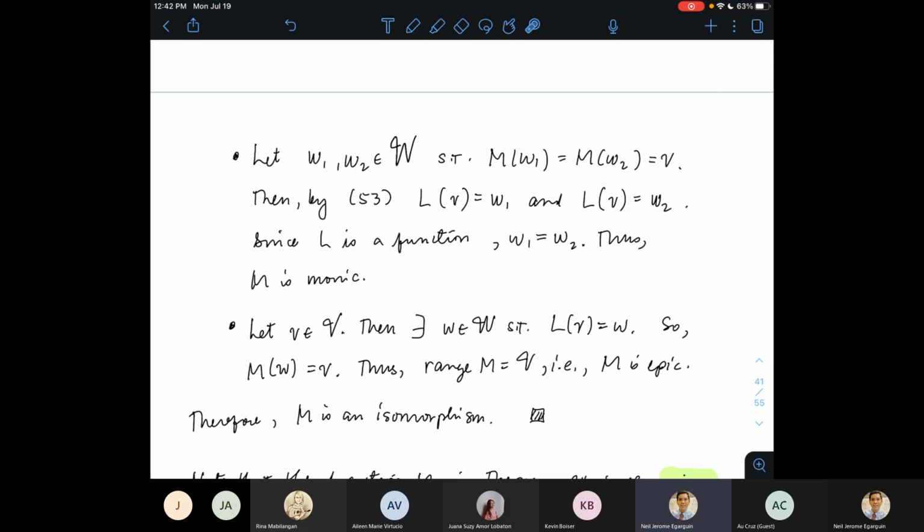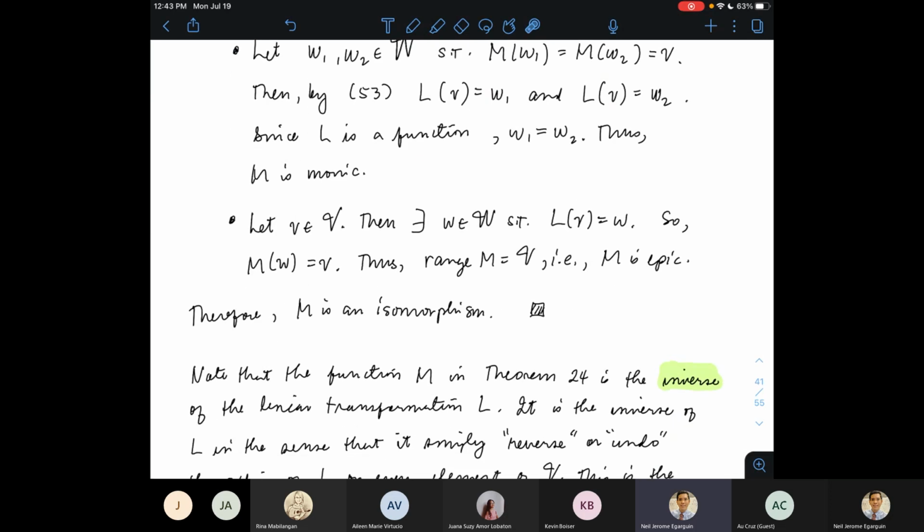And what do we have here? We have the same element of V mapped to the same elements of W. But L is a homomorphism, so it is a function in the first place. So that means if L of V is equal to W1 and L of V is equal to W2, then W1 is necessarily equal to W2. Because every element of the domain in a function must be mapped to the same element of the codomain or of the range. So that forces W1 to be equal to W2. So we have shown that if M of W1 is equal to M of W2, then necessarily W1 must be equal to W2. Hence, M is monic.